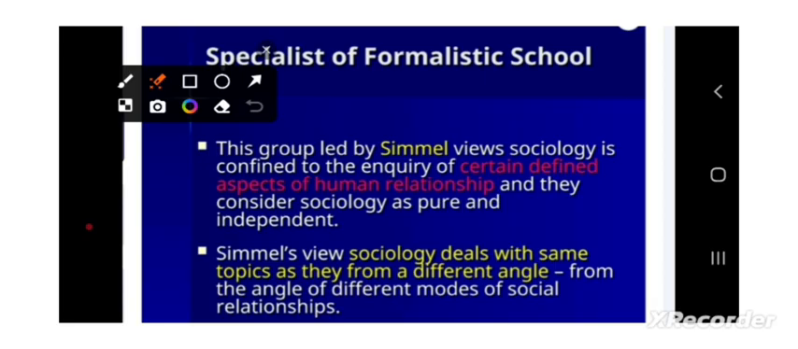Unworkable distinction: critics argue that the form and content of social life are inseparable. Narrowing the scope necessarily restricts sociology's potential, excluding cultural, economic, and institutional dimensions vital to a complete understanding of society. And it is not unique. Other social sciences like political science and international law also study forms of relationships, for example power and diplomacy, making the claim of a unique subject matter debatable. So, in the specialist school, Simmel's view is that sociology deals with the same topics as others, but from a different angle.